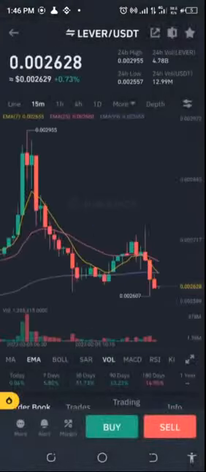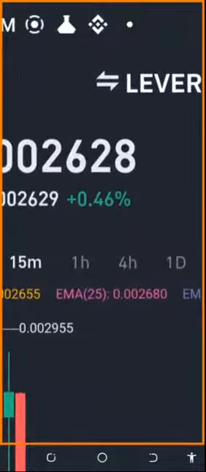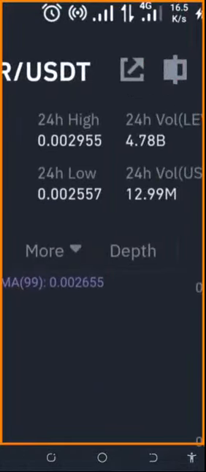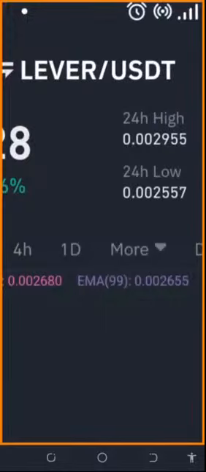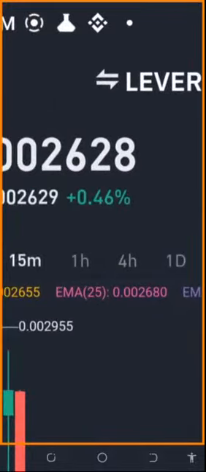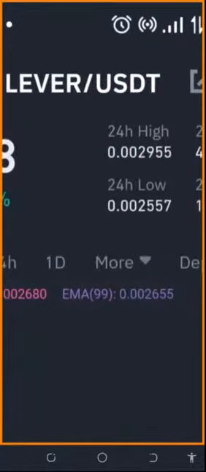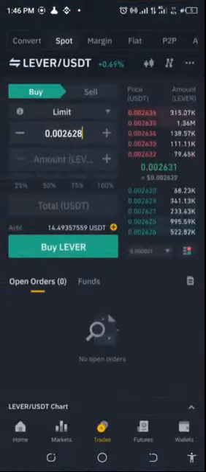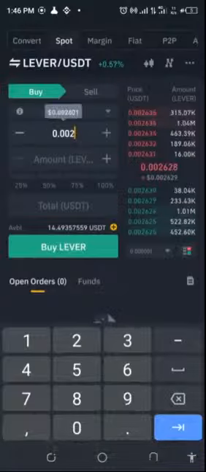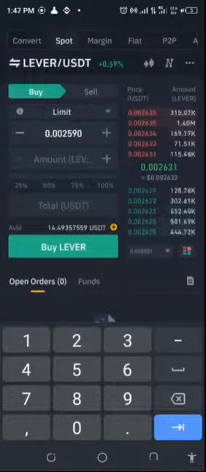So what we have here, if you check very well, is 2628, but we're not going to buy it at that price. We're going to buy it at a lower price because the low is 2557. We're not going to go as low as 2557. We'll just go like 2600, maybe 2600 or 2590, something that way. Let's go and choose 2590. So I'm going to change this right now to 2590.